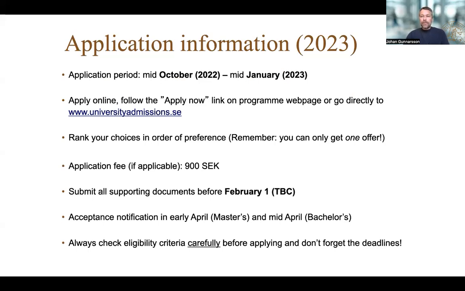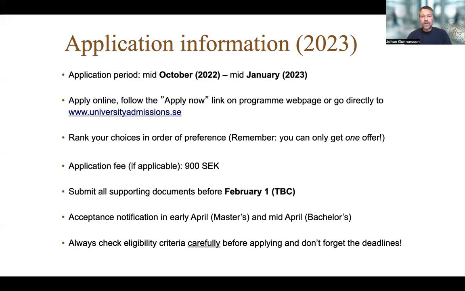Now, when can you make your application? Right now, it's not possible quite yet to make an application for international degree programs that we are arranging for you in 2023, but we will open for application in the middle of October this year. So there are still several more months for you to prepare your application and have a look at our entry requirements, etc., before you actually make your application.